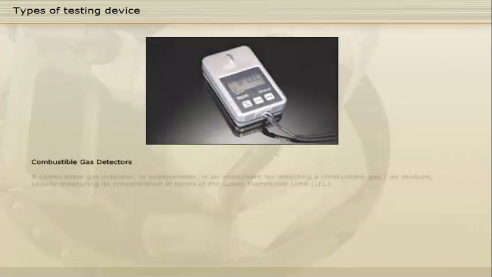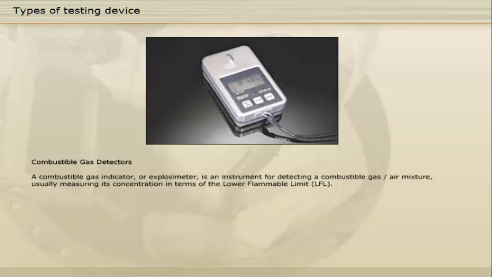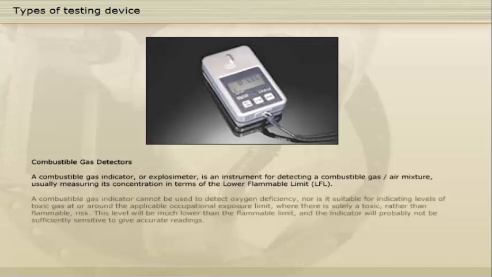A combustible gas indicator, or explosimeter, is an instrument for detecting a combustible gas-air mixture, usually measuring its concentration in terms of the lower flammable limit, or LFL. A combustible gas indicator cannot be used to detect oxygen deficiency, nor is it suitable for indicating levels of toxic gas at or around the applicable occupational exposure limit, where there is solely a toxic rather than flammable risk.